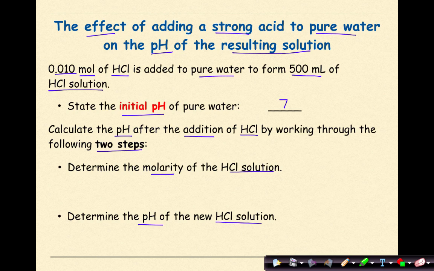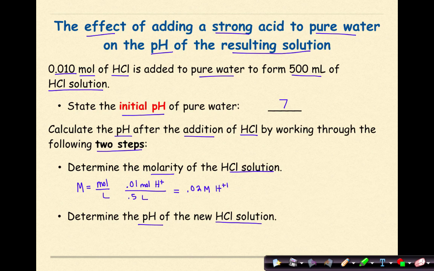So let's start out by figuring out the molarity of the HCl solution. We know that molarity is equal to moles over liters. So initially, we have 0.01 moles of hydrogen ions over 500 milliliters, which we have to convert into liters, so that's going to be 0.5 liters of solution. If we divide these two, 0.01 divided by 0.5, we get 0.02 molar H+ ions.